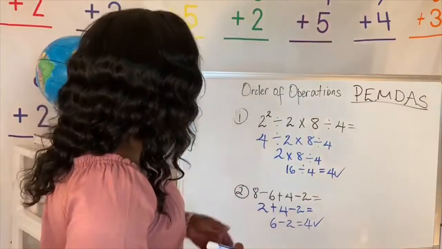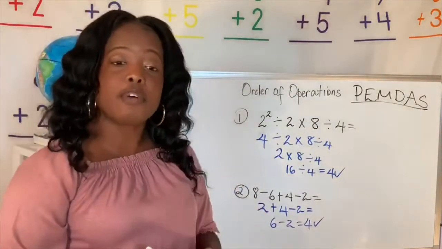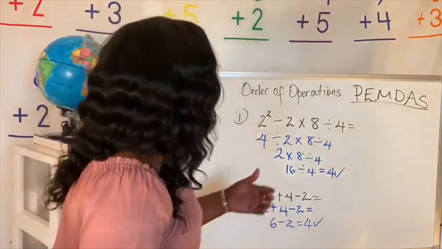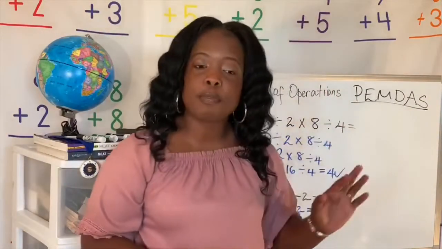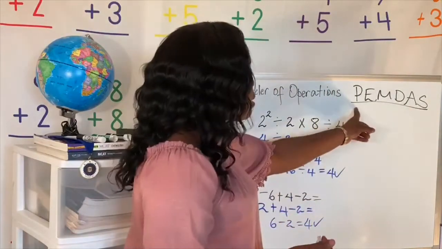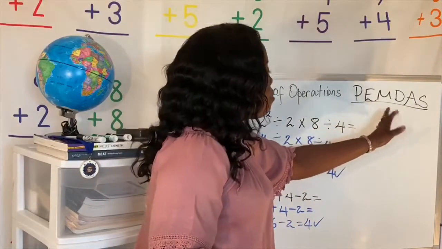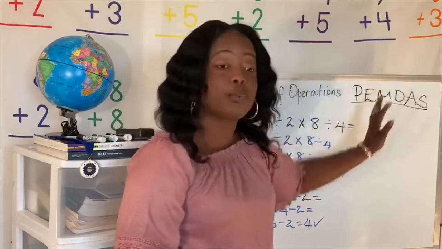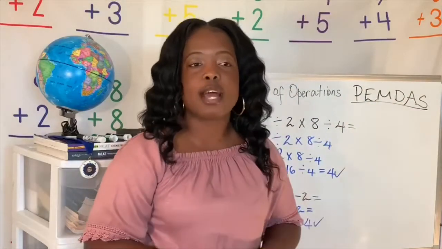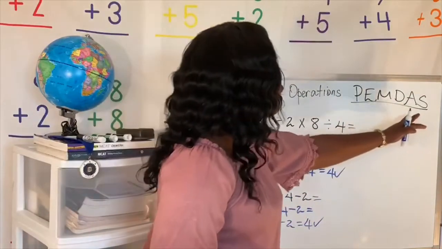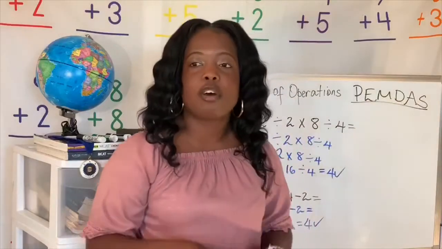And just to recap, remember that when we're looking at order of operations, we first try to solve any portion of the problem that has parentheses surrounding it. Then we look for exponents. Then we look for multiplication or division. And of course, the last thing that we would do would be our addition and subtraction portion of the problem.